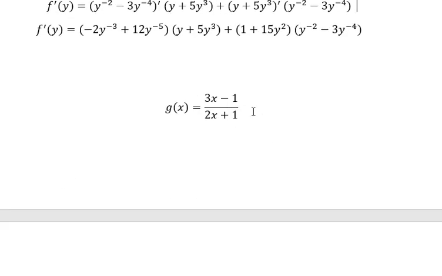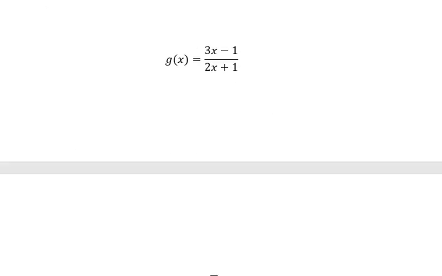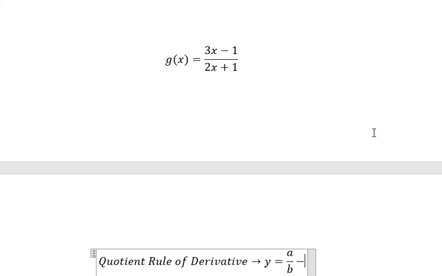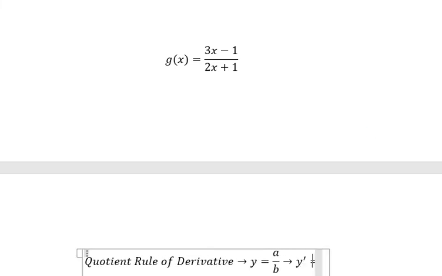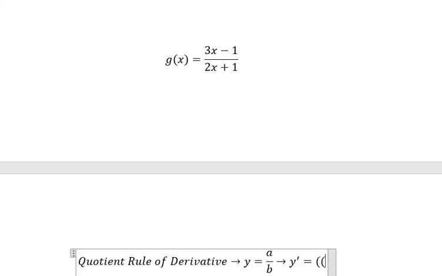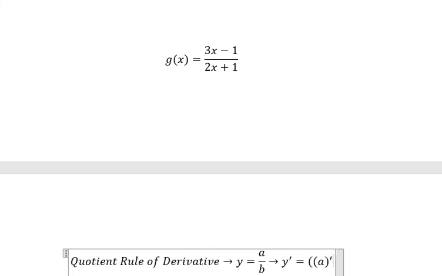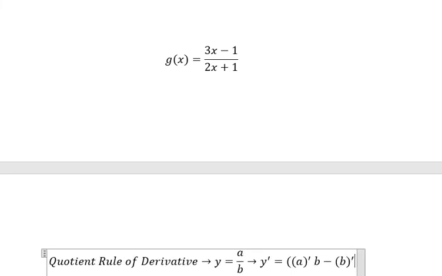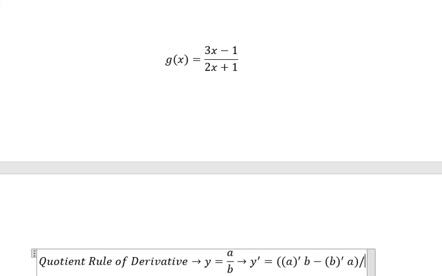And now we go to this one. This is about the quotient rule of the derivative. So we have y equal to a over b. So if we do first the derivative, we do first the derivative of a multiplied by b minus first the derivative of b multiplied by a, over b squared.